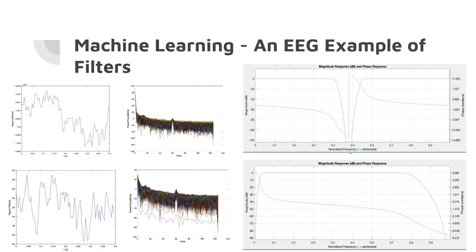So this is an example of applying these techniques. In an EEG, this is an example of an EOG artifact. It's scaled out. So this is over the course of 0.4 seconds. And you can see that there's this big jump and then a big drop.